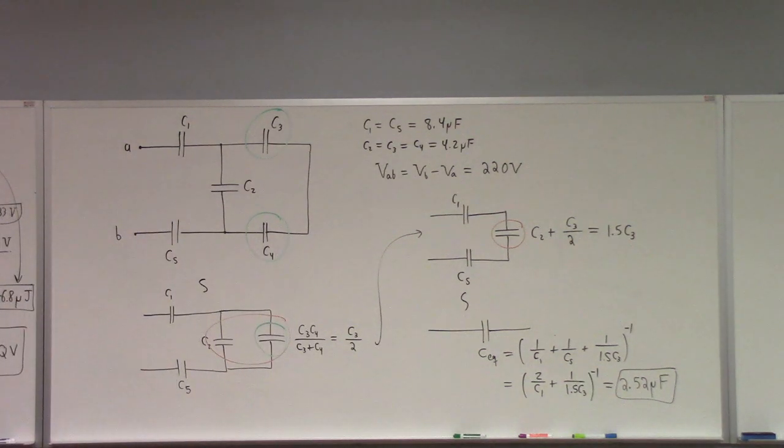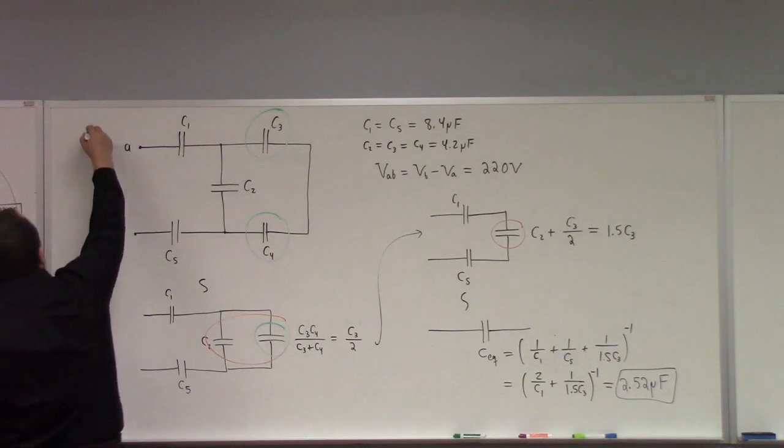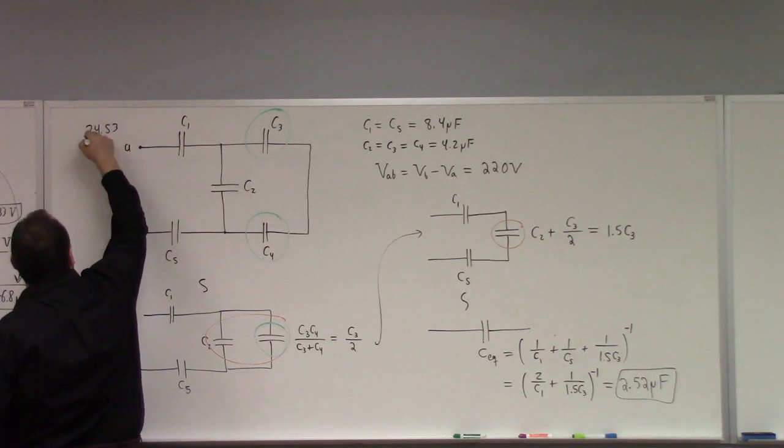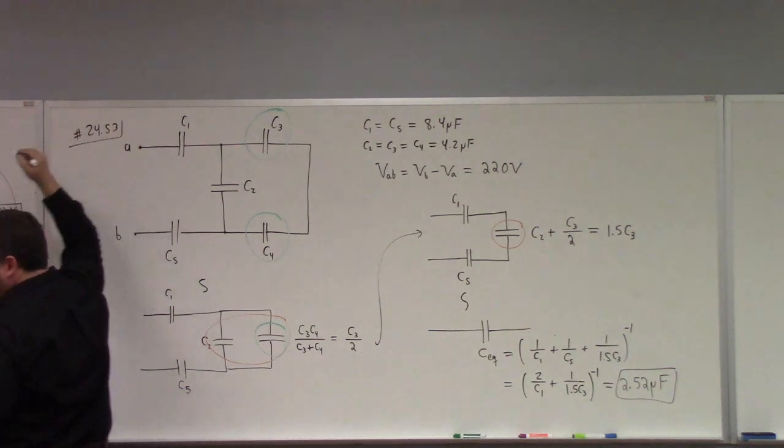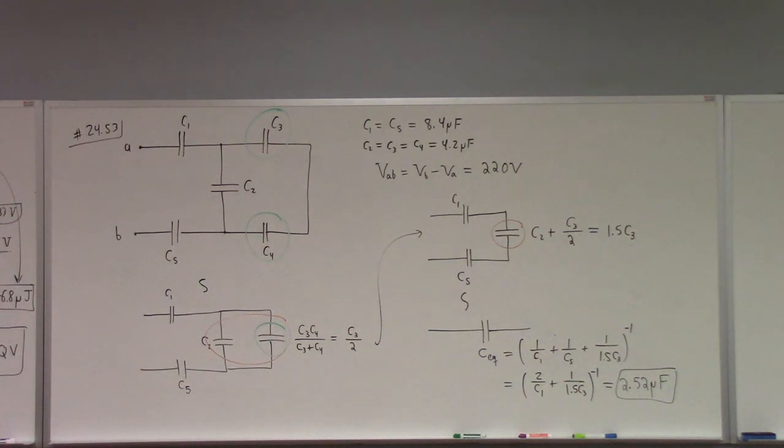Let's see here. This was number 53. I guess I should write that up here. 24.53. All right. And what do we get? 24.53. 2.5 microfarads. Yeah, okay. Pretty close. Probably round off error there. In the book, we didn't round off.